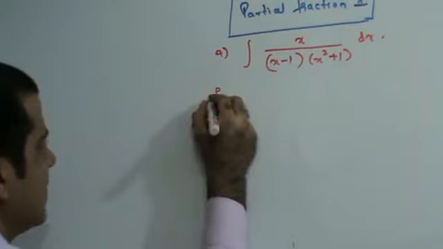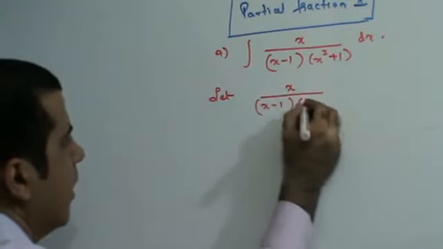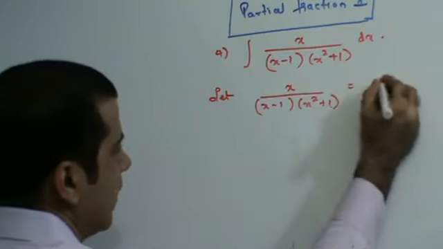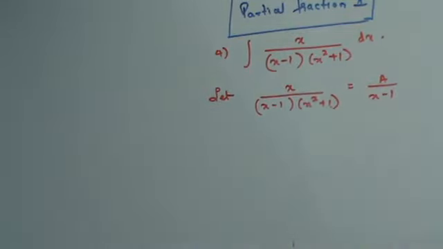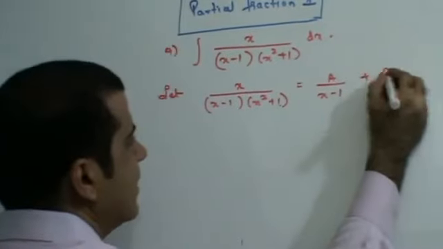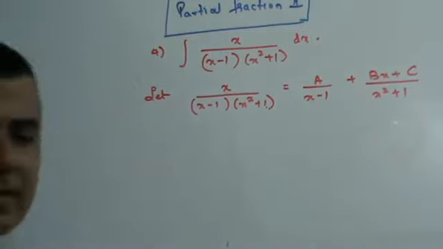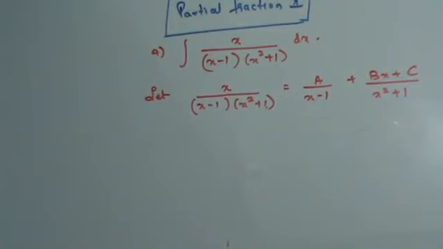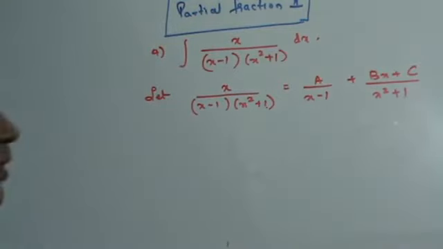In which case you will say let x upon (x minus 1)(x square plus 1) be equal to A upon x minus 1 plus, since a factor is repeated, you will write this as Bx plus C upon x square plus 1. Factor is repeated, only one term x is repeated. How do you write it in terms of constant in the numerator? You will write it as Bx plus C. Guys, please note this step, very important step.